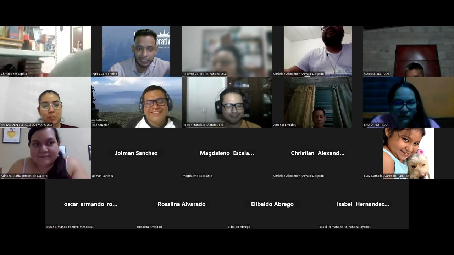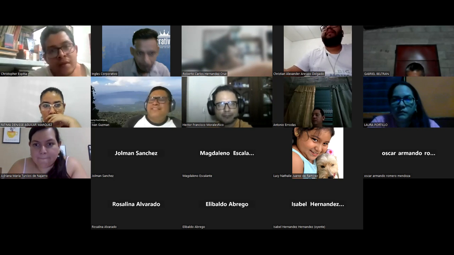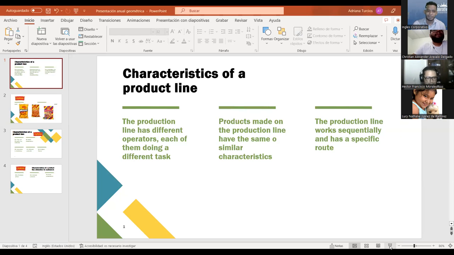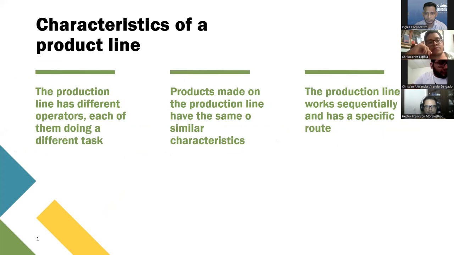The company Diana is a leader in El Salvador and in the region. The production line has different operators, and each one does a different task to produce the product. The products made on the production line have the same or similar characteristics, and the production line works sequentially and has a specific route to create the product.